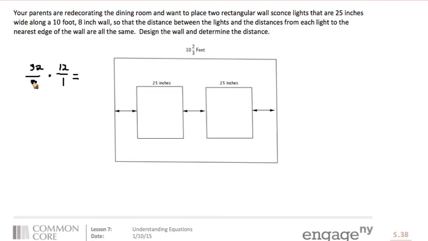3 goes into 3 one time, and 3 goes into 12 4 times. And so now all we need to do is multiply 32 times 4, and that will give us the number of inches. 4 times 2 is 8, and 4 times 3 is 12. So 10 2/3 feet is 128 inches.